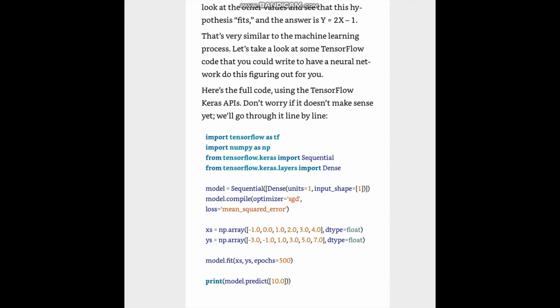Now, as we see that the hypothesis that y is 2x minus 1 fits well, it's time that we convert it into a form of code. As we have discussed earlier in the previous video, we'll be using Keras APIs with TensorFlow. If the code does not make sense for now, let's just go line by line, and then we'll do a quick Colab session where we'll understand what this code means with each and every line.